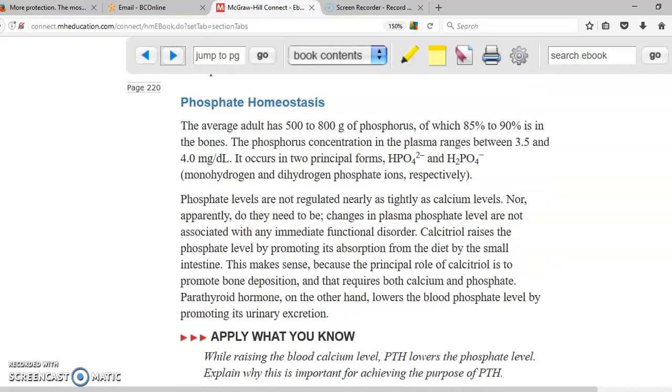Phosphate homeostasis, we don't have pure calcium in our blood. What we have is calcium phosphate. That's why we need to talk about phosphate homeostasis. It's very important because phosphate is going to help us maintain the levels of pH in our body, for example, because it's going to work as a buffer.